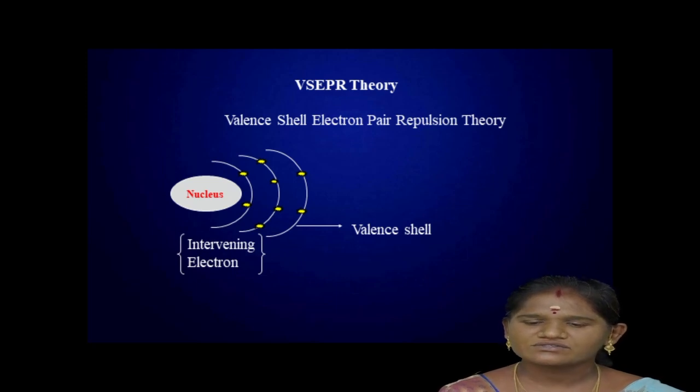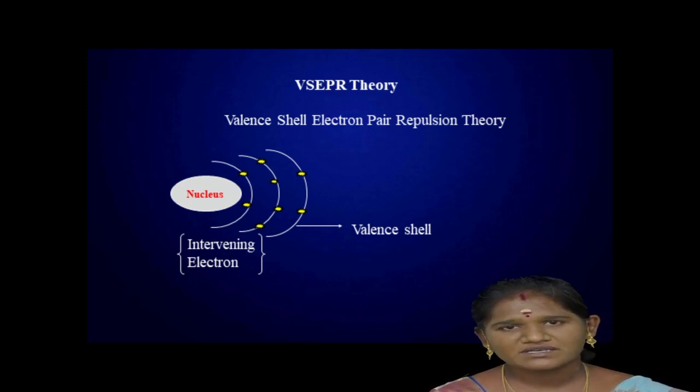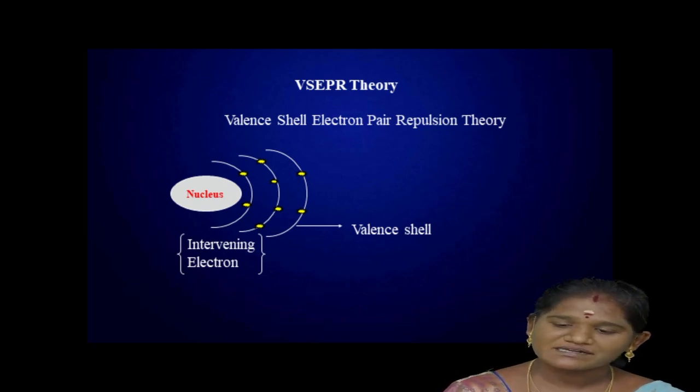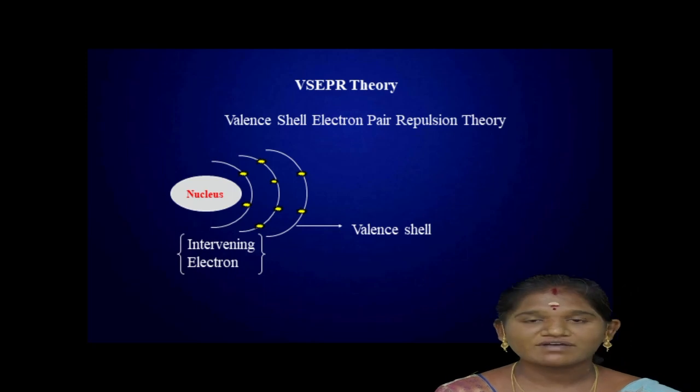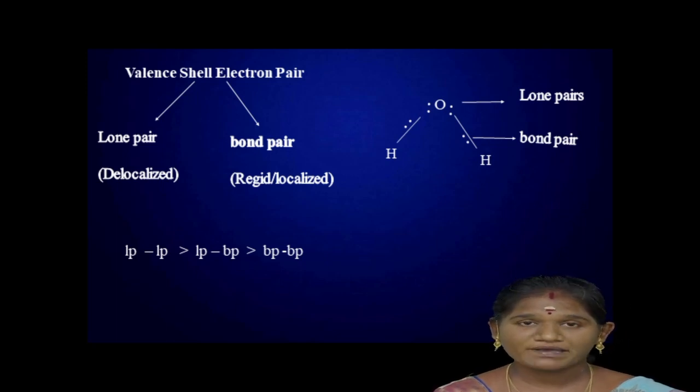These electrons are held tightly by the nucleus, so they have more attraction towards the nucleus. So they are not involved in bond formation with some other atom. This theory says that if this atom is going to make a bond with some other atom, it will use only the valence electrons, which are present in the valence shell. The valence electrons are of two types: lone pairs of electrons and bond pairs of electrons.